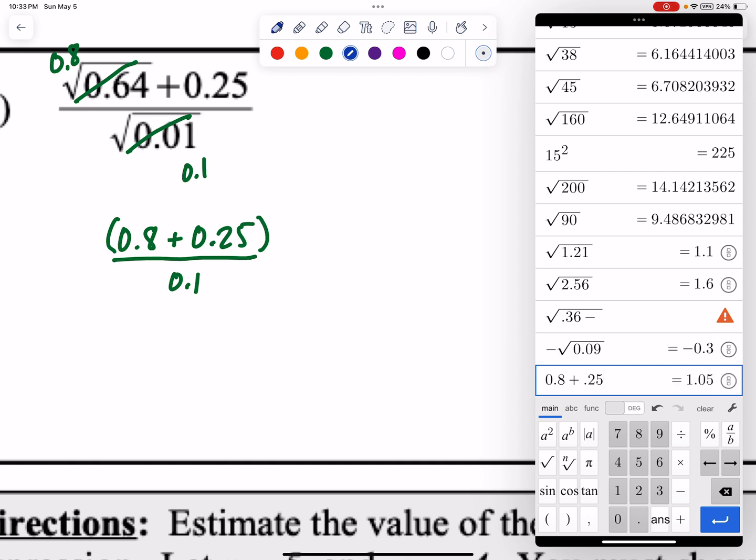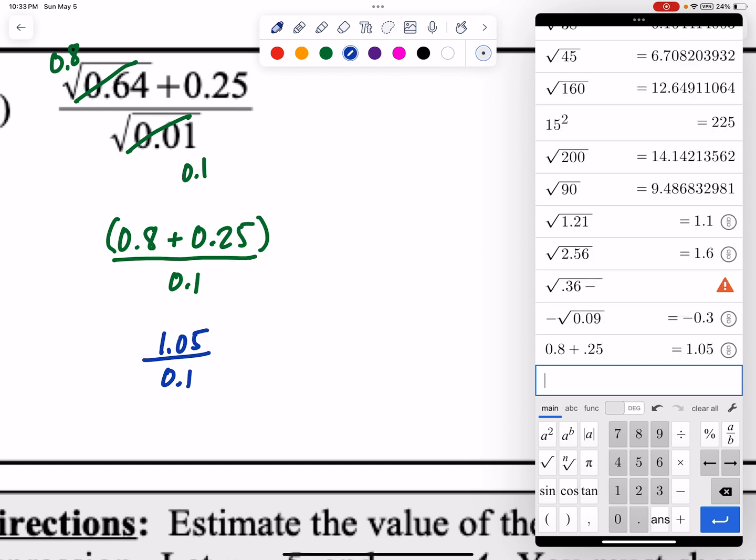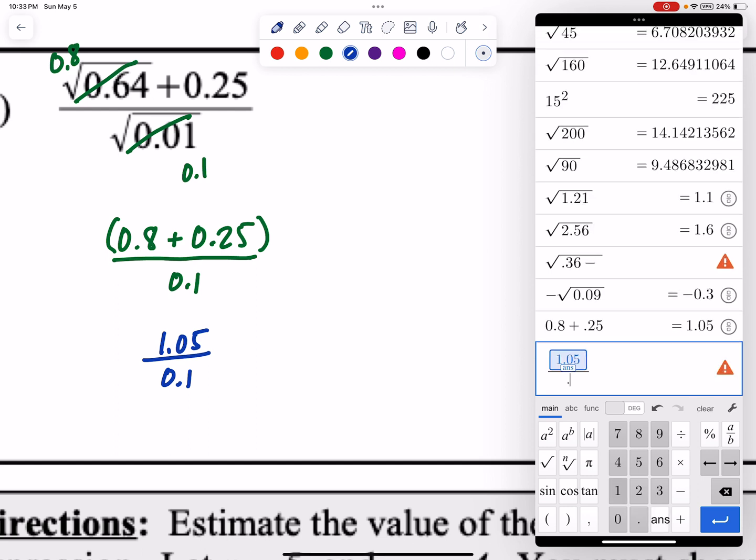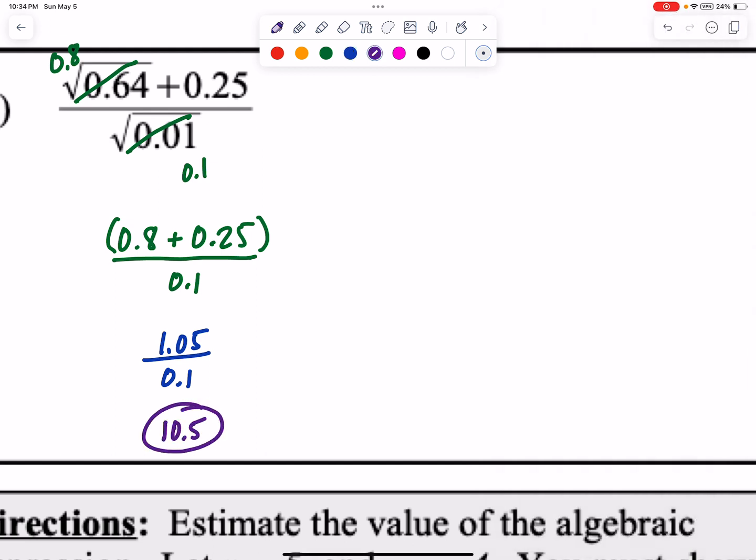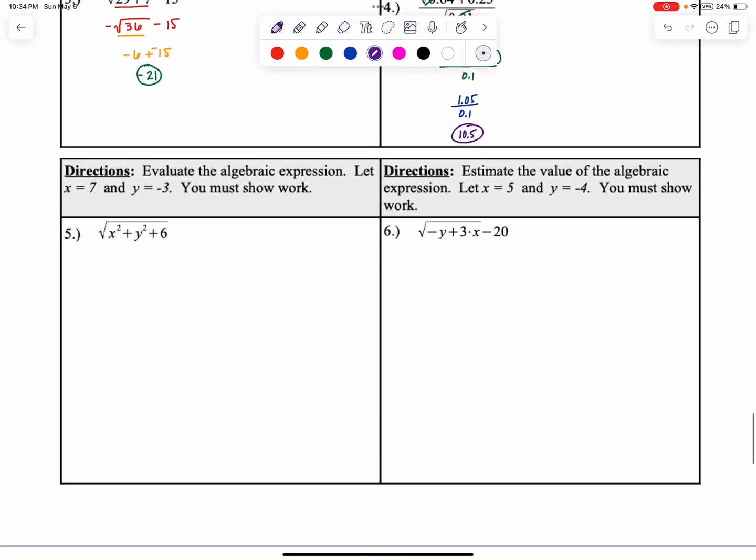Okay, and so we have 1.05 over 0.1, and so now we can go ahead and hit answer divided by 0.1, and we have a final answer of 10.5.